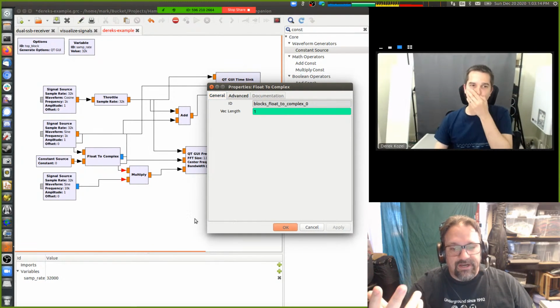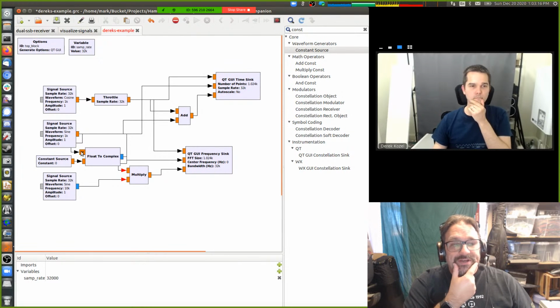There's no options in there. What are we doing with the float to complex? All it's doing is taking... Sorry, what have we talked about with floats?